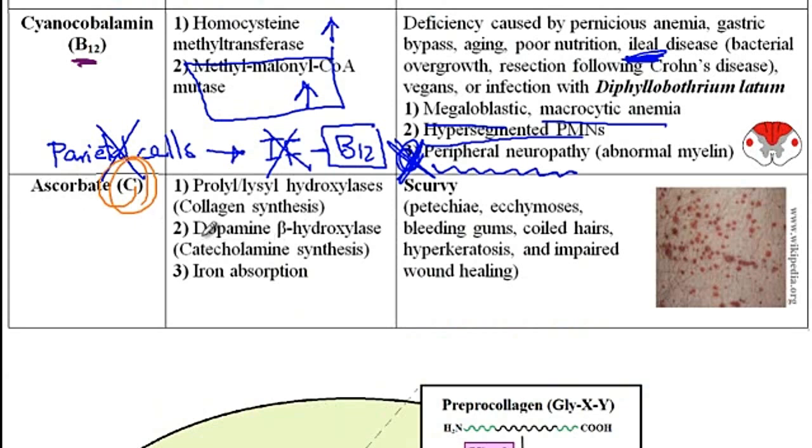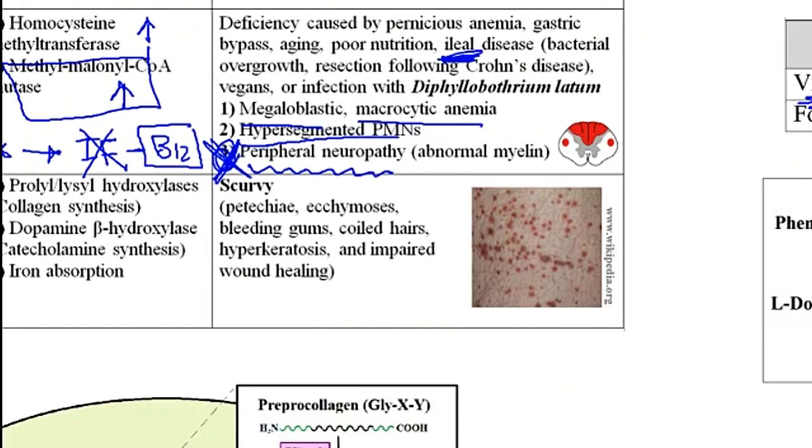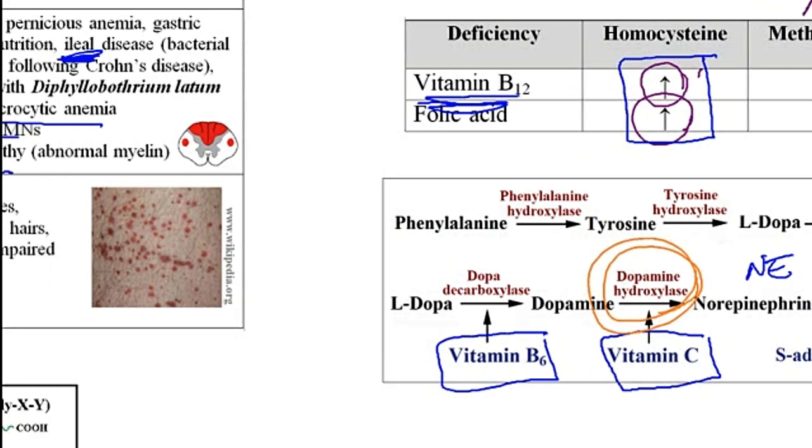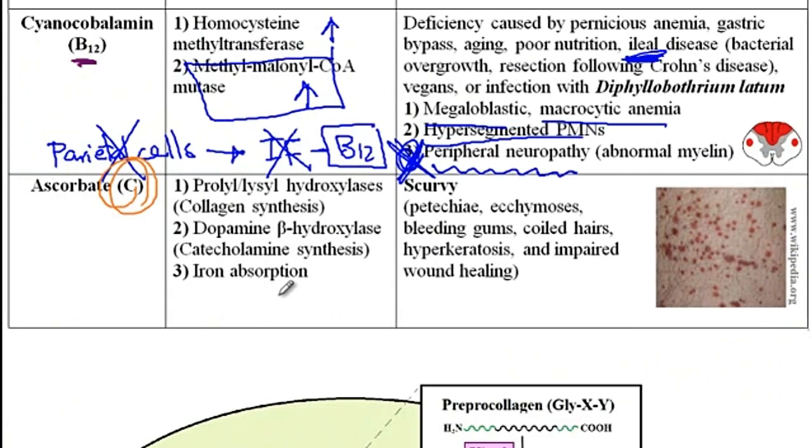It's also required for the dopamine beta hydroxylase enzyme in the catecholamine synthesis pathway, and I just showed that to you earlier. So vitamin C has an important role in the catecholamine synthesis pathway by acting as a cofactor for the dopamine hydroxylase enzyme. And then it also has an important role in the absorption of iron. So for patients that have iron deficiency, it's more efficient if you supply vitamin C in addition to the iron, because vitamin C increases the absorption of the iron.